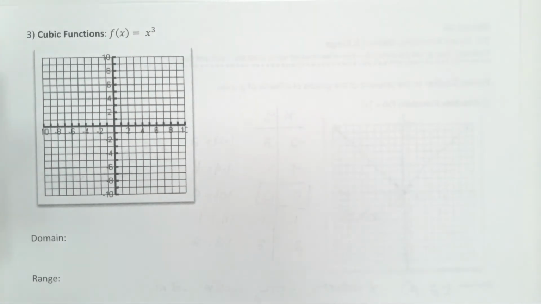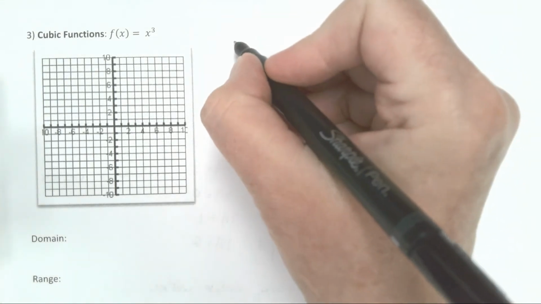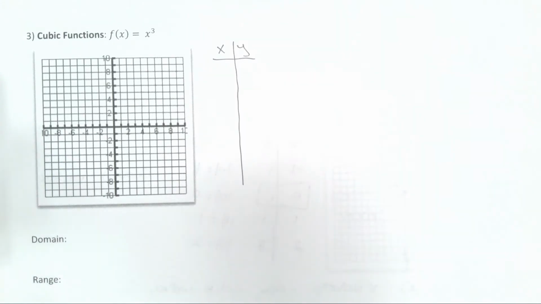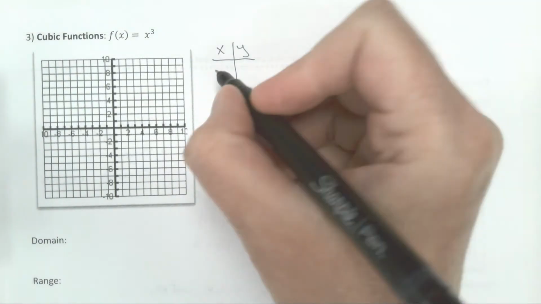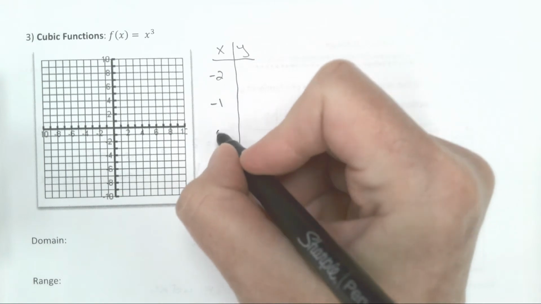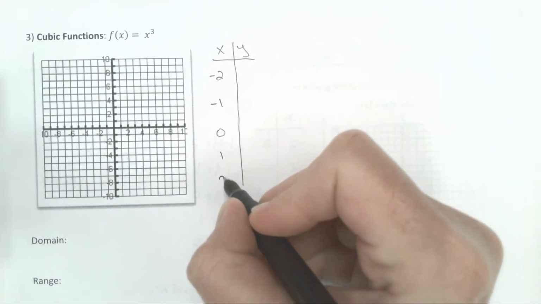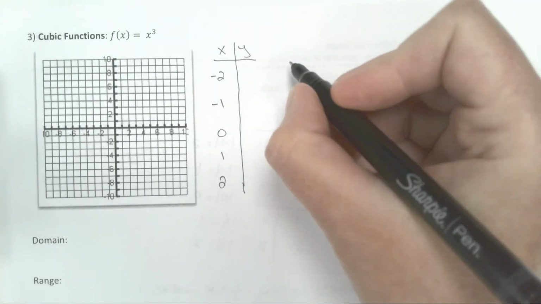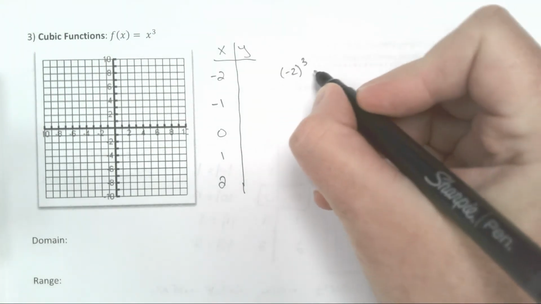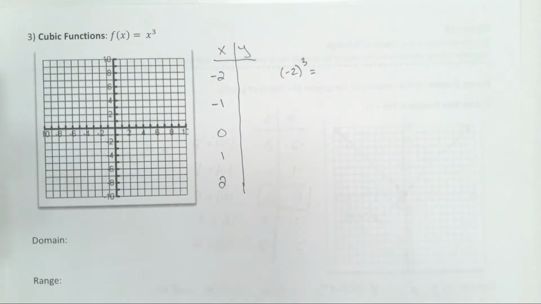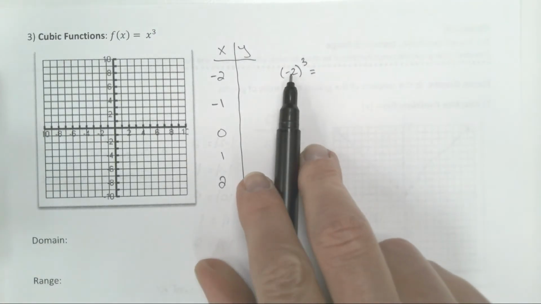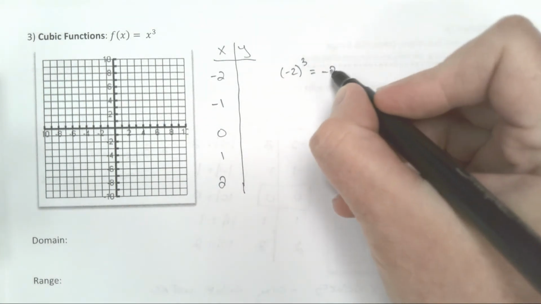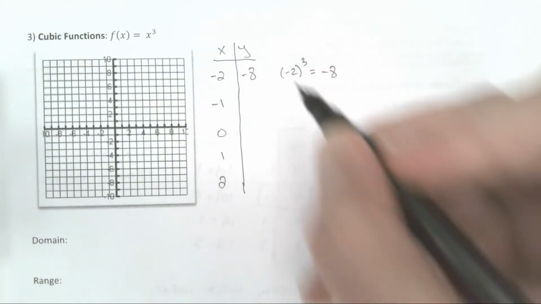We are going to do a cubic function. Cubic is going to be one of our basic parents that we use. We are also going to use x values of -2 to 2. So I have -2 to the third power, or -2 cubed. A negative times a negative times a negative still equals a negative. This value is -8.